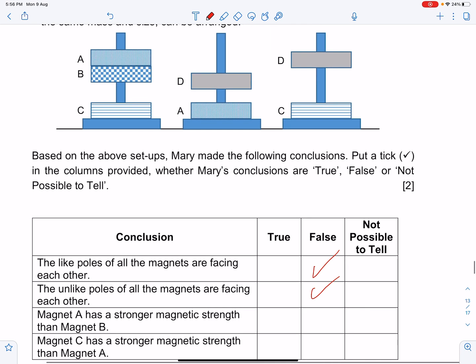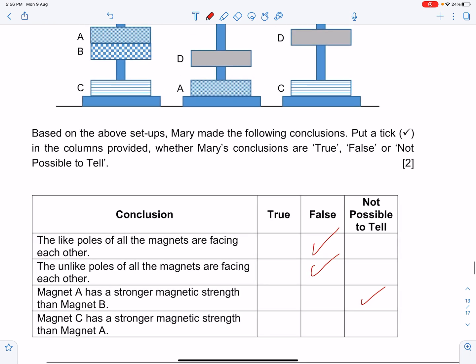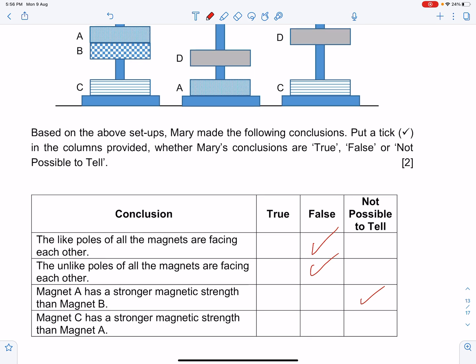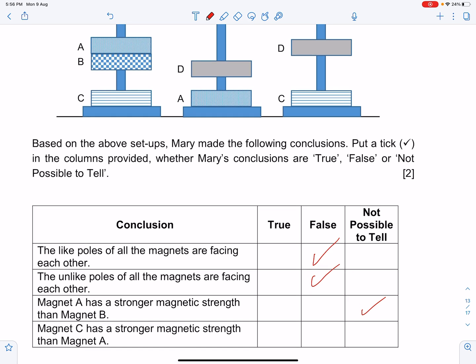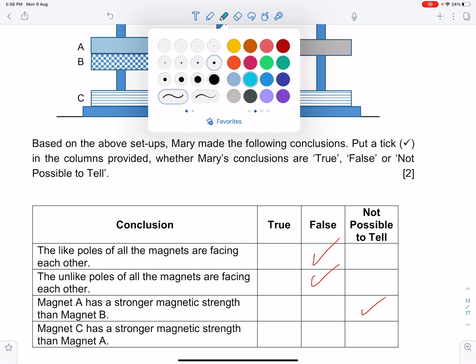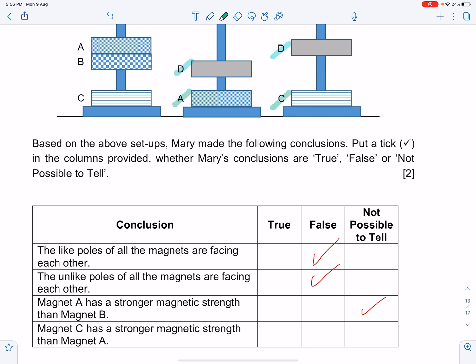Magnet C has a stronger magnetic strength than A. This is true because, as you can see, with these two, they are looking at D. This two is the same, but your change variable in this case is A and C. So yes, these two are making a comparison. So if you compare the distance that's being repelled, you would see that C is able to repel D further away. So this tells you it's got a stronger magnetic strength than A. So this is correct.